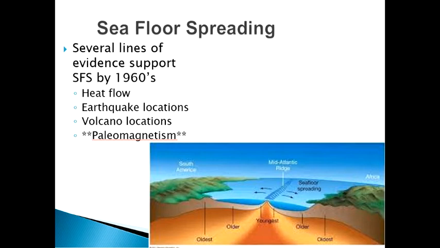Several lines of evidence supported it by the 1960s then. Heat flow. These are areas of high heat flow. I'll show you a picture of that in just a second. Lots and lots of earthquakes and lots of volcanoes. And then finally, paleomagnetism, which we'll talk about next time.